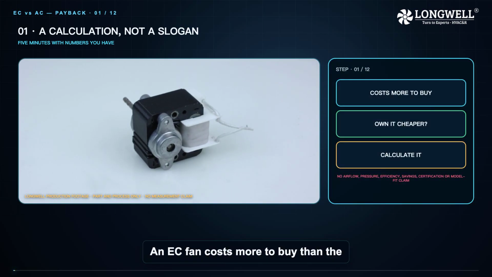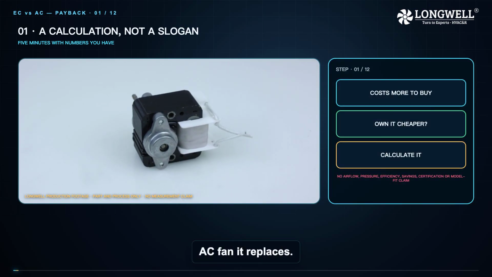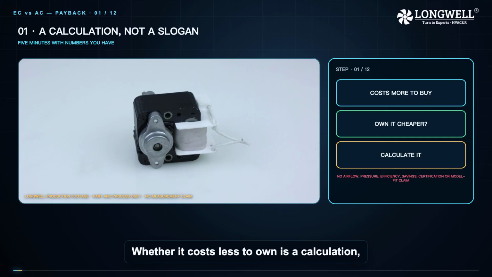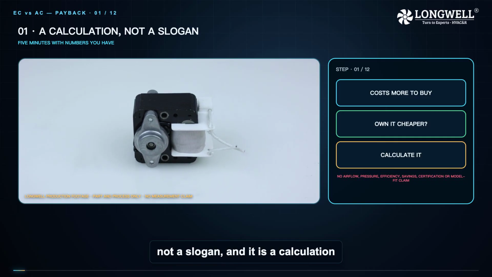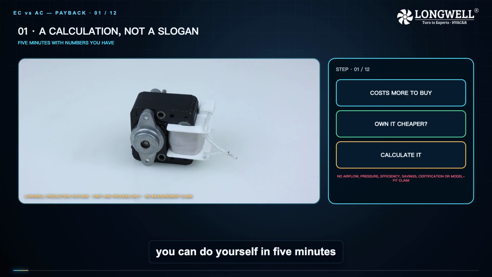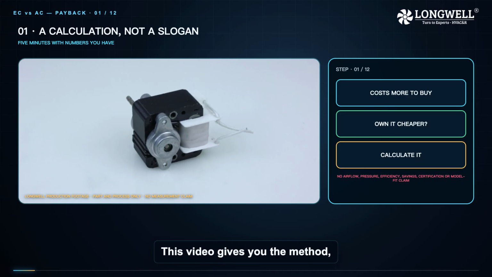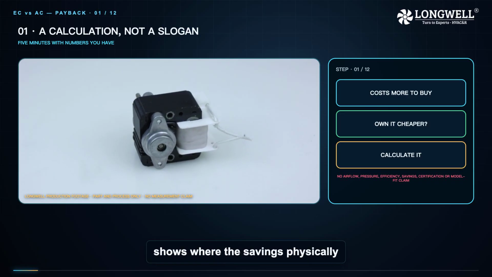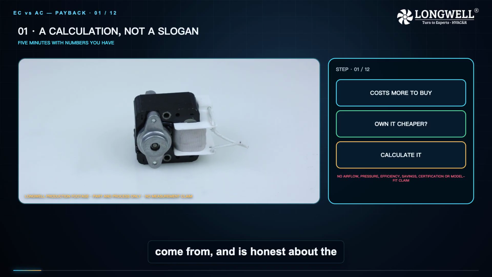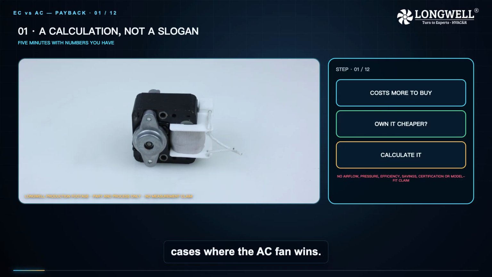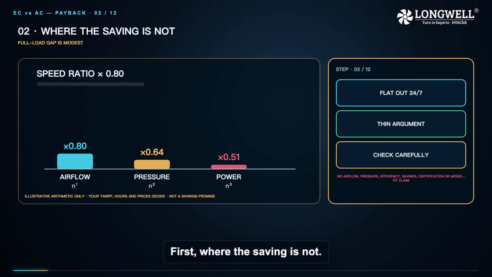An EC fan costs more to buy than the AC fan it replaces. Whether it costs less to own is a calculation, not a slogan, and it is a calculation you can do yourself in 5 minutes with numbers you already have. This video gives you the method, shows where the savings physically come from, and is honest about the cases where the AC fan wins. First, where the saving is not.